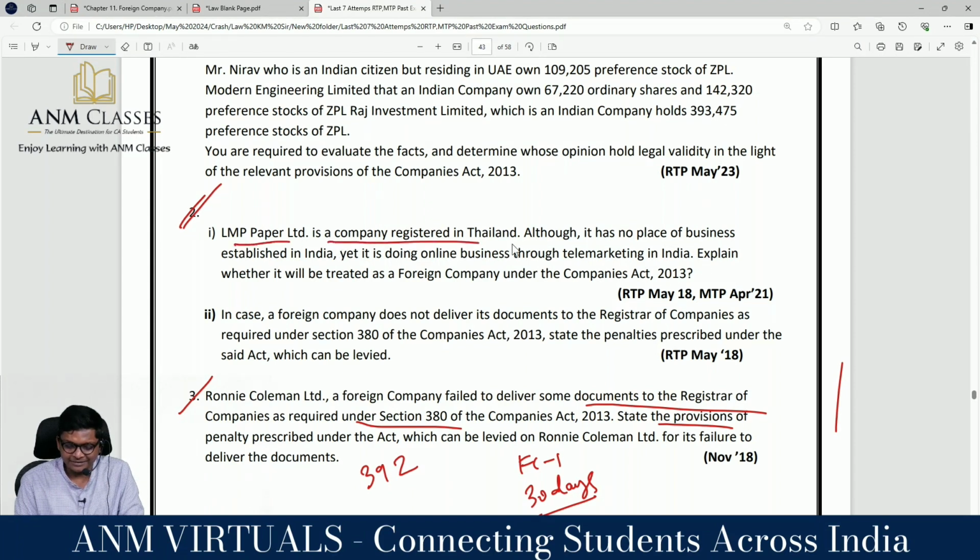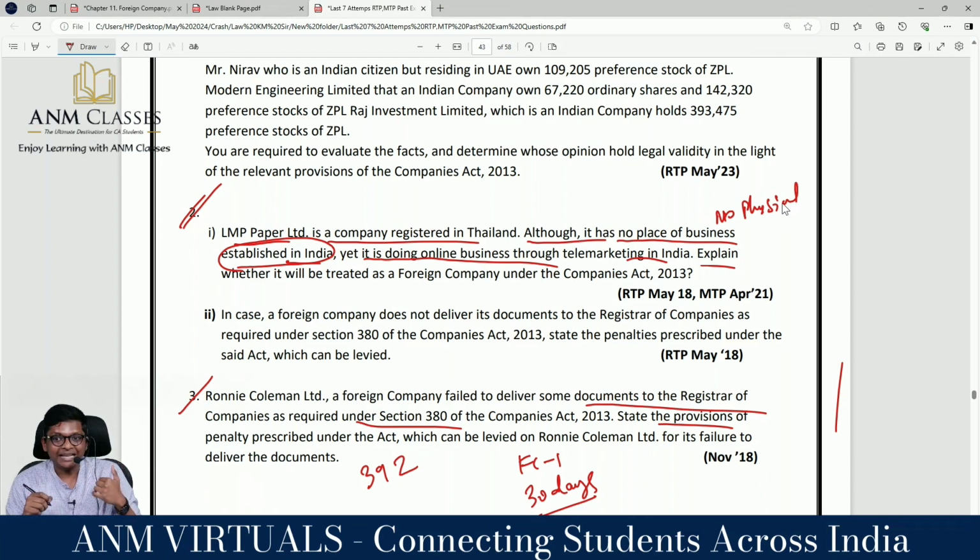LMP Paper is a company registered in Thailand. Okay. Hey, I didn't say anything here. I just pronounced Thailand. You are reacting. Okay. Although it has no place of business established in India, yet it was doing online business in India through telemarketing. Explain whether it is treated as a foreign company. See here, even though it doesn't have a place of business established in India, they are trying to say there is no physical place of business, but you have an electronic place of business. Is it a foreign company? Yes.